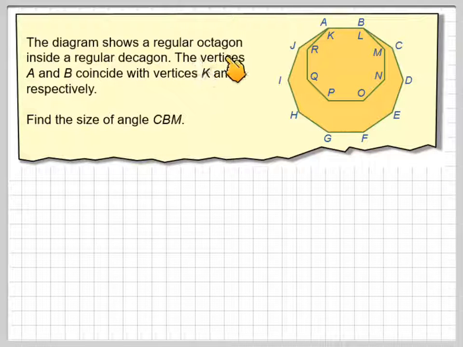The diagram shows a regular octagon inside a regular decagon. The vertices A and B coincide with the vertices K and L, respectively. Find the size of angle CBM.